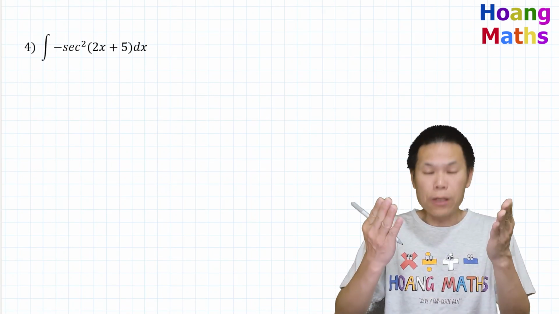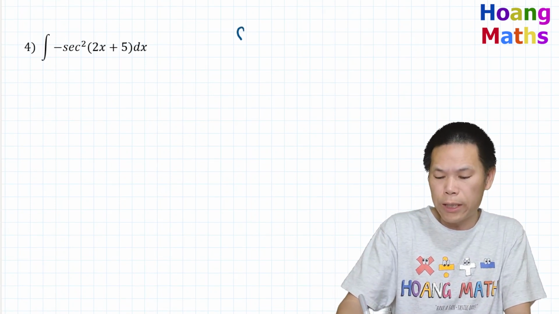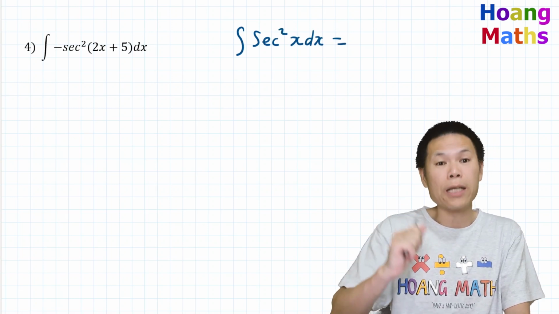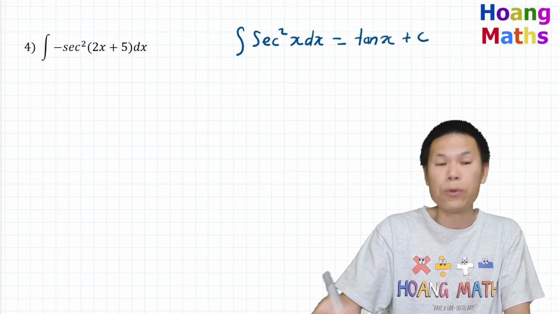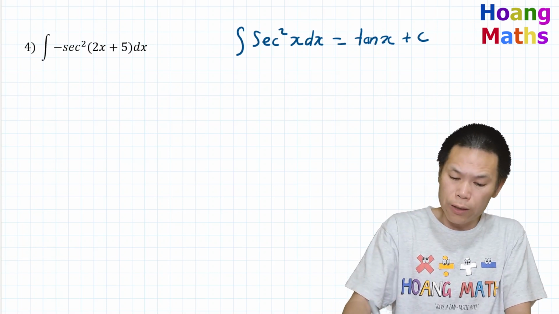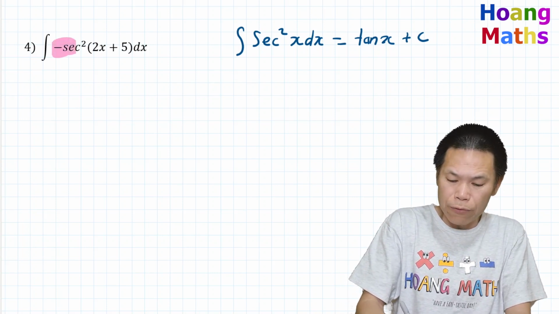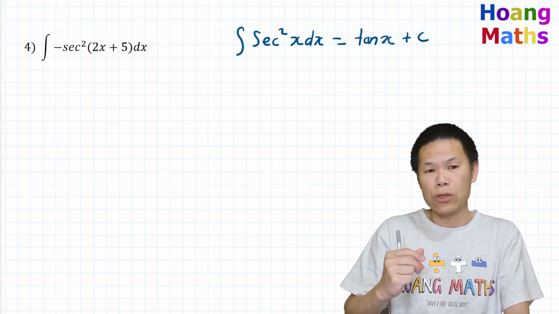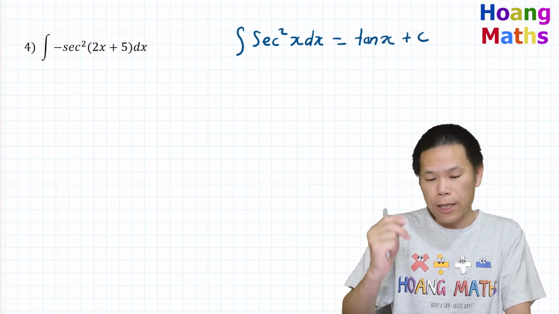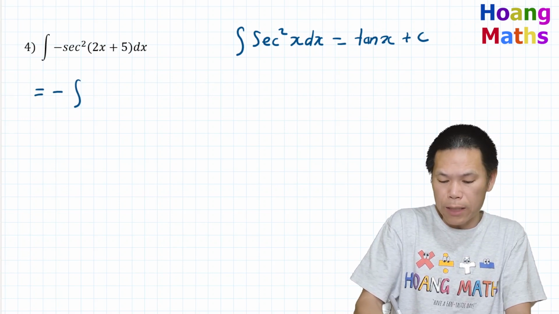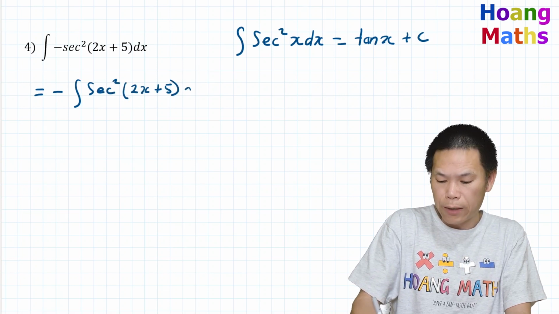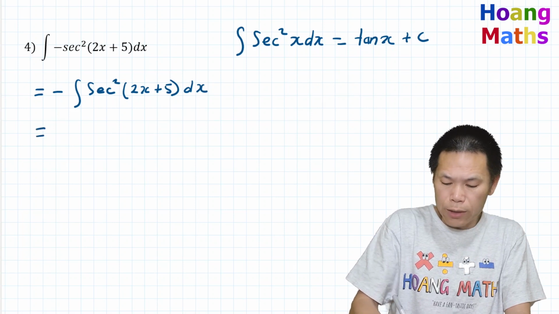Fourth one. First of all, we need to know that if we integrate sec square of x, this will give us tan of x, and don't forget, we need to add a constant. Step number 1: we have a negative here. So instead of integrating straight away, I can just take the negative out. I can write it like this as well. This is exactly the same as negative of the integral of sec square of 2x plus 5 dx.